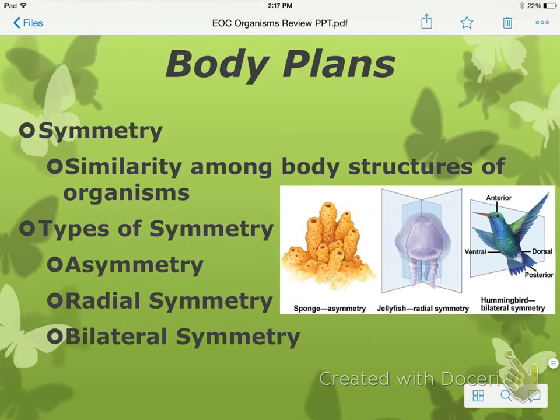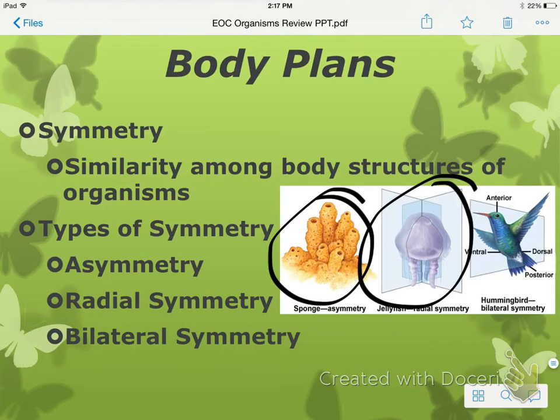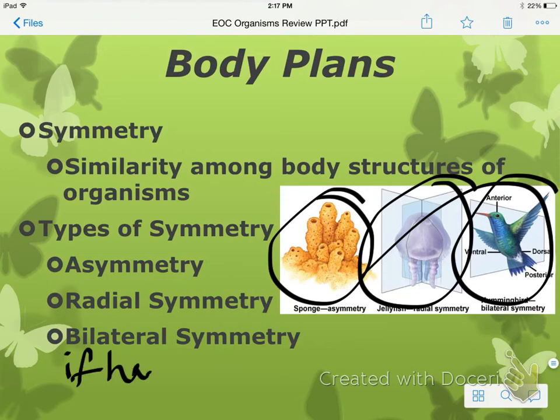Now there's body plans. So symmetry is similarity among those body structures. So there's three types of symmetry. So we have asymmetry, which is right here. Radial, which means you can cut it multiple ways and it's all going to be the same. Or bilateral, which means you can only cut it in one direction, right down the middle. Most animals that have a brain, you are bilaterally symmetrical.